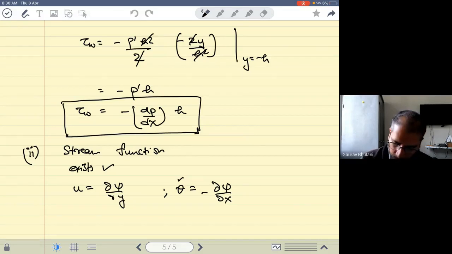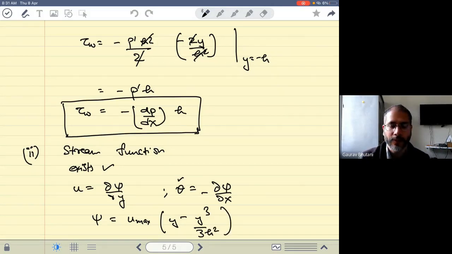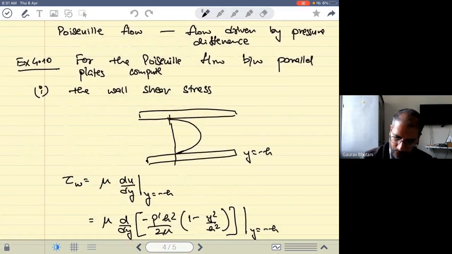So you can solve it to get psi, and you'll get a cubic in y because u already is a function of y squared. So when you integrate that further, you get a y cube. I'll just write the relation. So that's the function we get for the stream function. Right? So we just saw that we can find the stream function as well.